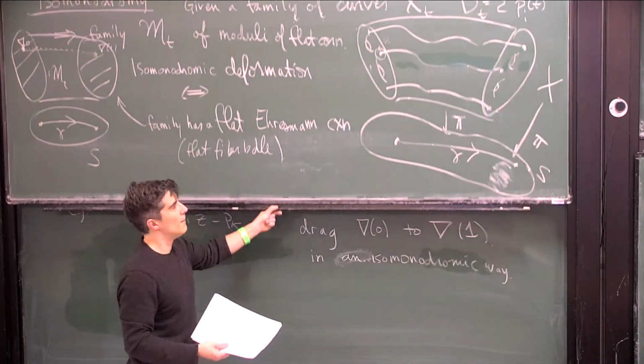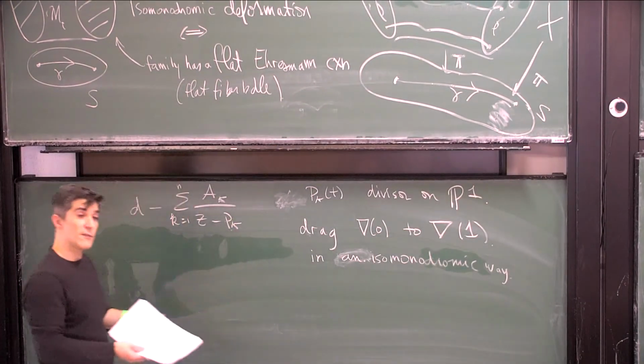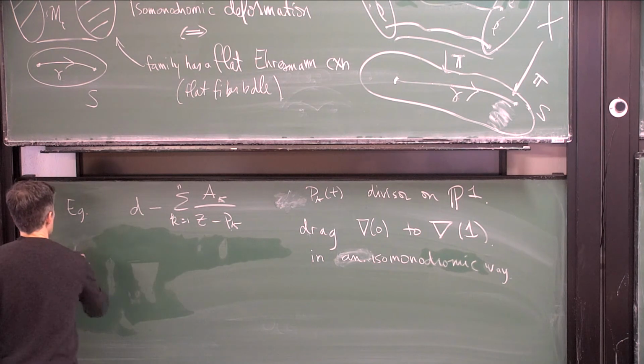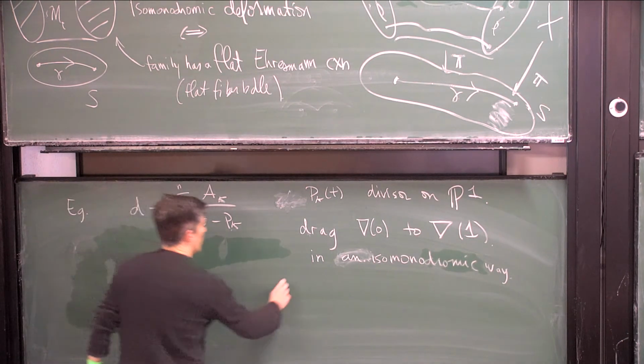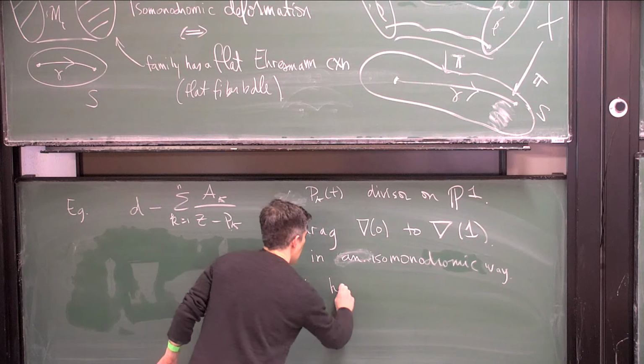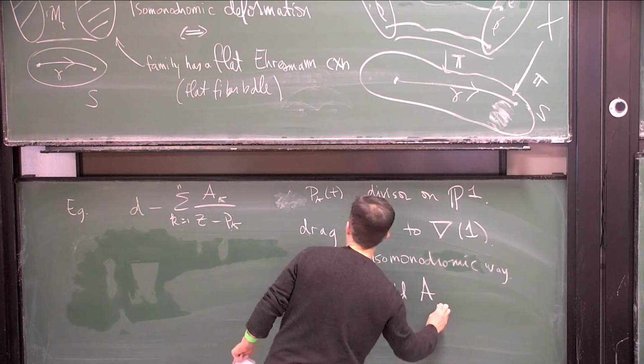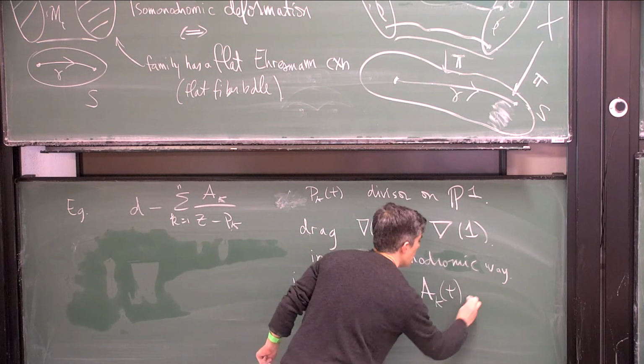So that's one way of thinking about how to do this deformation. But anyway, that's the reason that it's called iso-monodromy. So what you want to do, the question is, i.e., how should the connection matrix A_k vary with t?